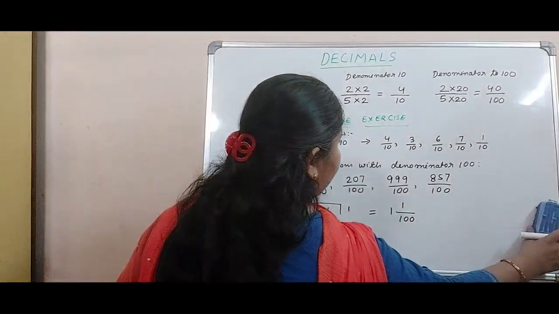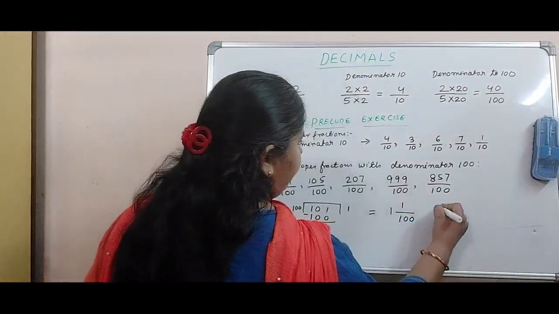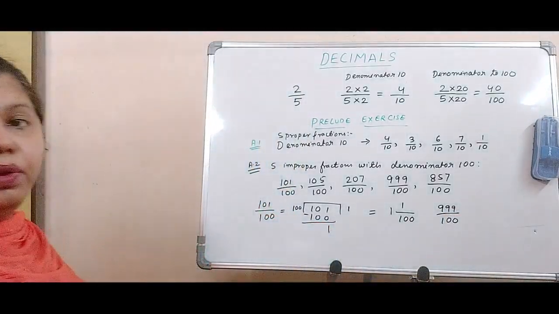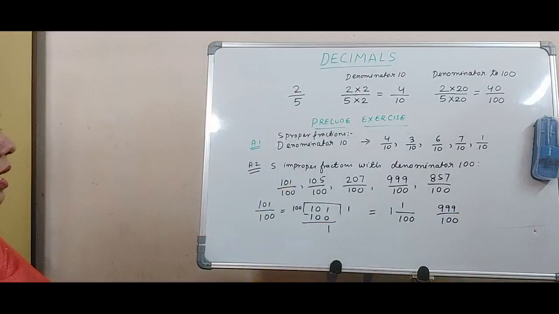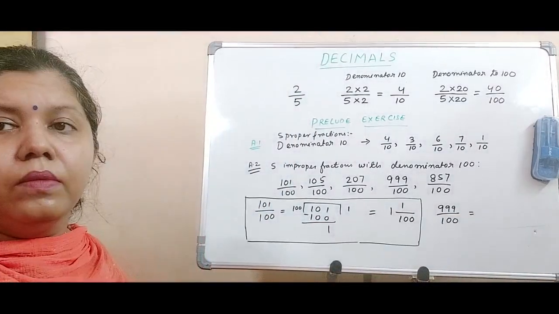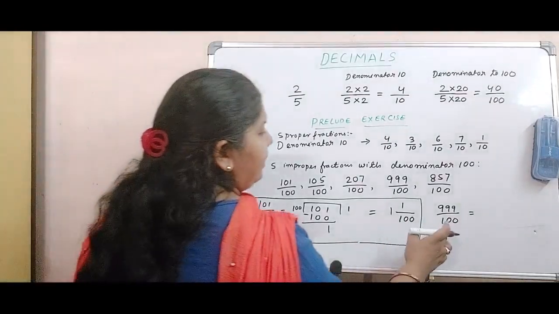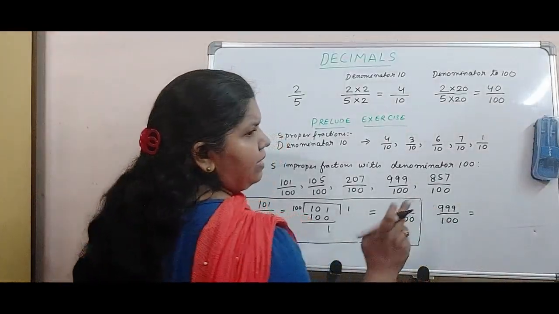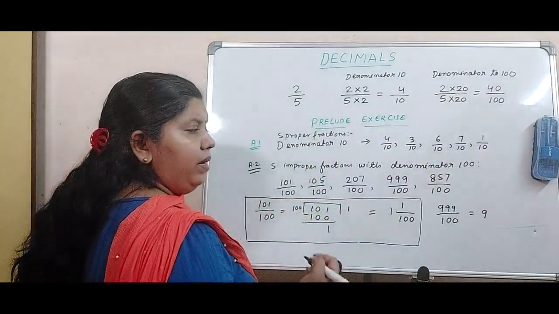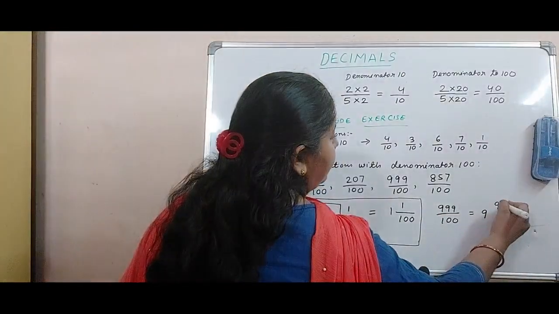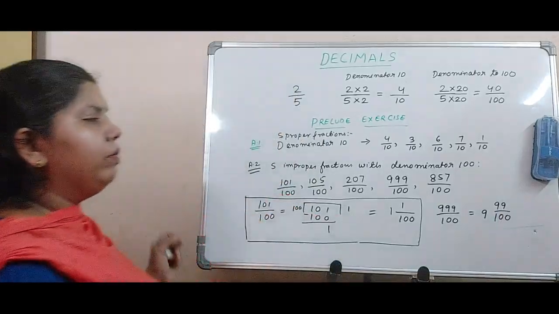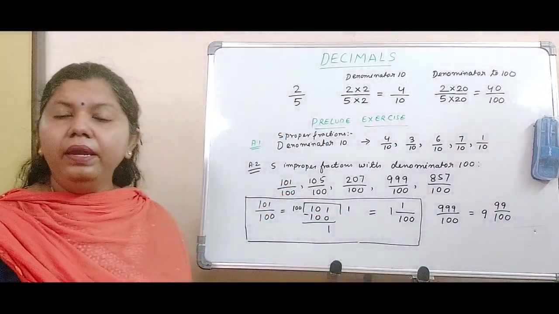I am also doing this one, 999 by 100. How are we going to convert this 999 by 100 in a similar way? You can write directly. We know that 100 nines are 900. Okay, so 9 is the quotient and the remainder is 99, so it will go up, and divisor 100 remains the same, so it will be 9 and 99 by 100.